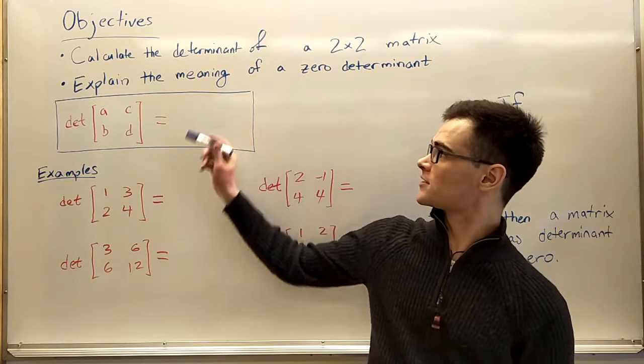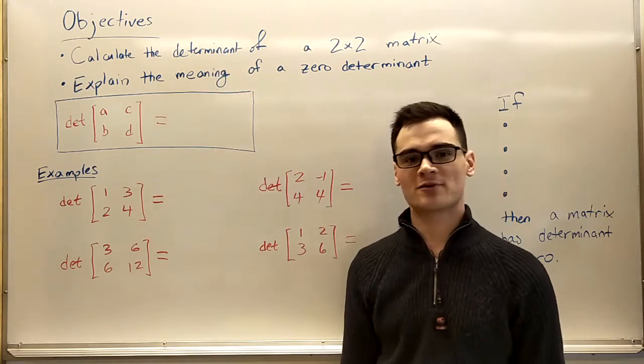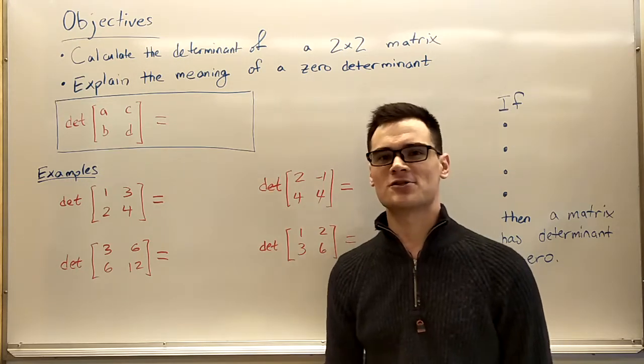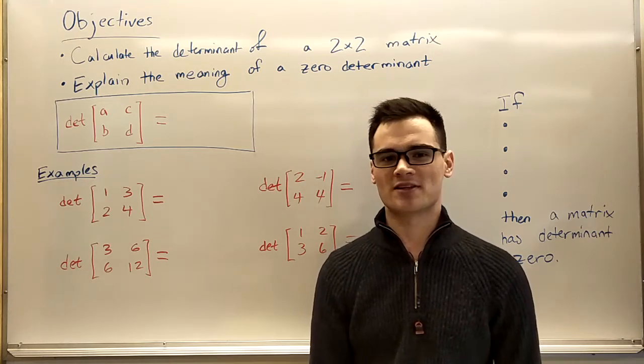We have two objectives. The first objective is to calculate the determinant of a 2 by 2 matrix, and the second objective is to explain the meaning of a zero determinant. That is, explain what it means when a matrix has determinant 0.